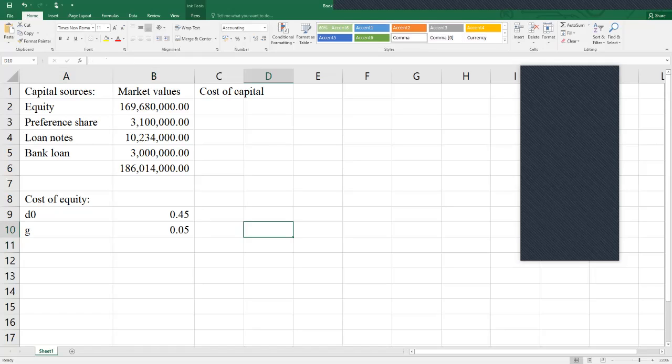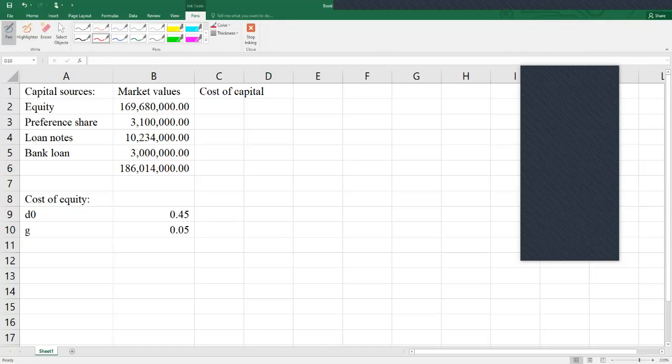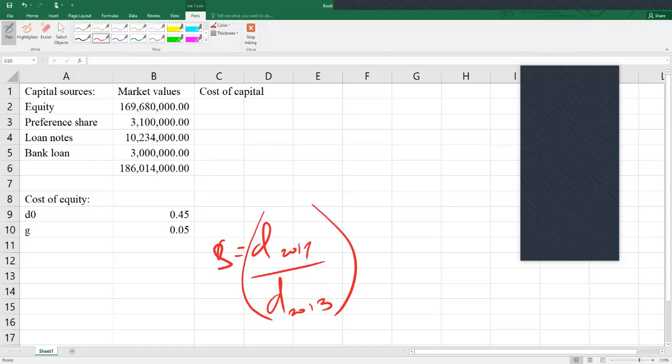The G is equal to D 2017 divided by D 2013, over 4 years of growth, to the power of a quarter minus 1. This is just what I've done in this cell here to give us 5%.